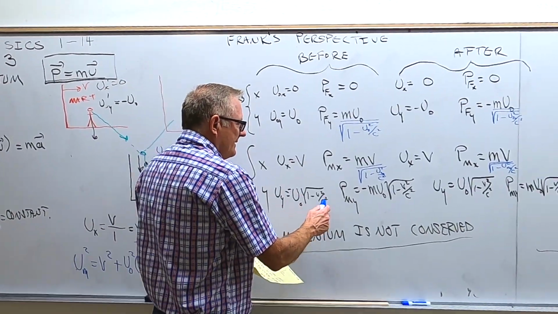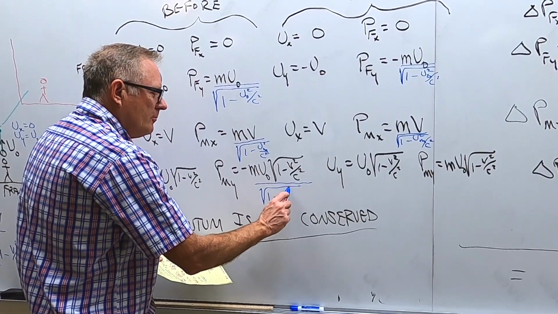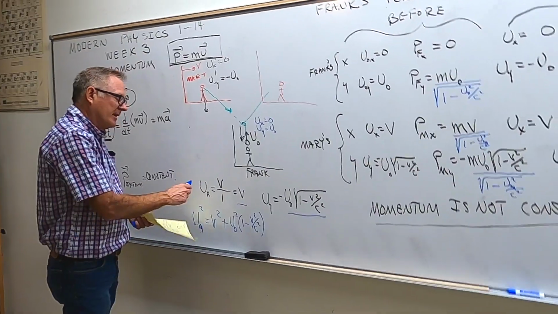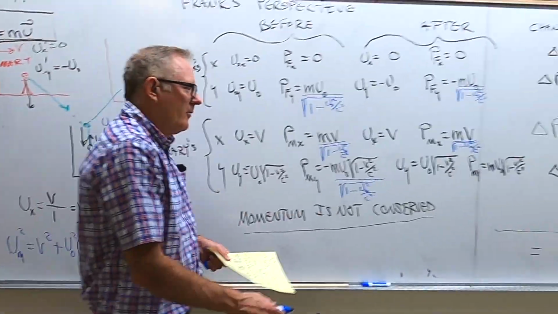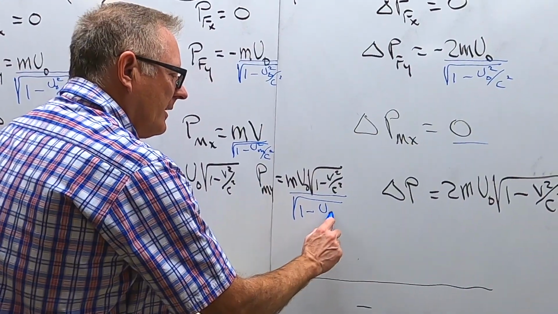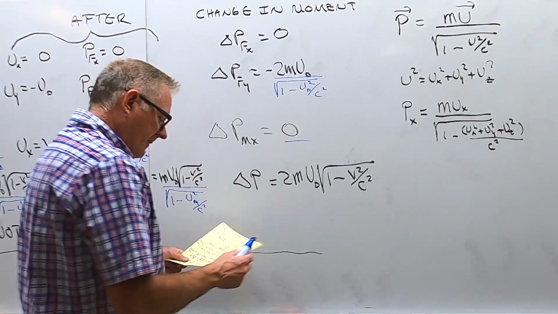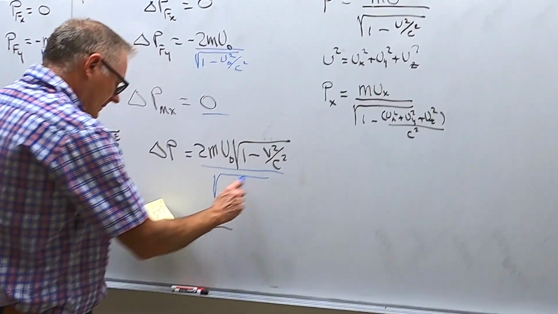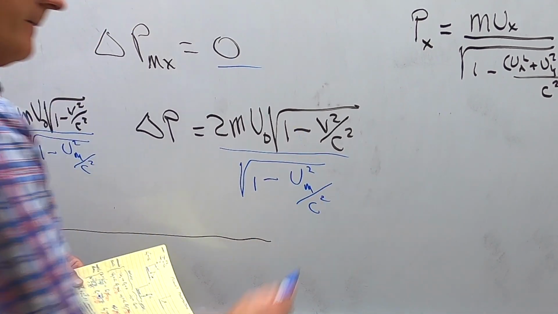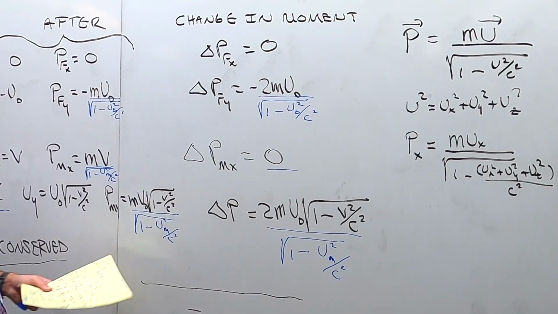Here, we get uy is this. Over here, we have to put in divided by the square root of 1 minus u Mary squared over c squared. Again, because it's Mary's from Frank's perspective, and again, it's this. Over here, we get the same thing, square root of 1 minus u Mary squared over c squared, which means we get the same thing over here, which is the square root of 1 minus u Mary squared over c squared. So now I just want to see if this plus this equals 0.